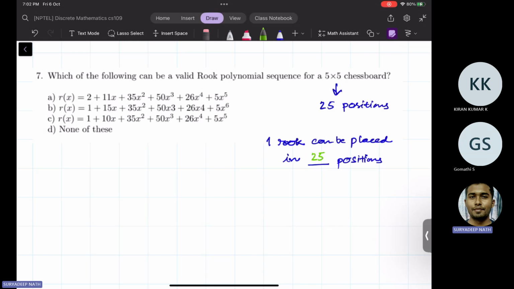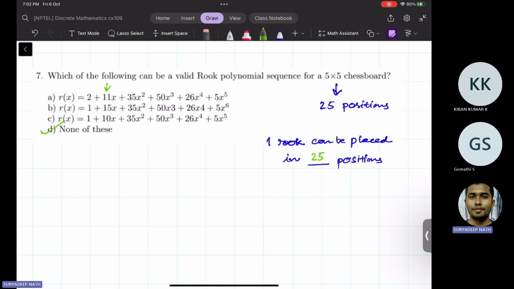So in the polynomial, the coefficient of x should represent the number of ways one rook can be placed. And if you look at the coefficient of x in the polynomial, none of them are 25. So the right answer is not in any of A, B, C. So none of these is the right answer.